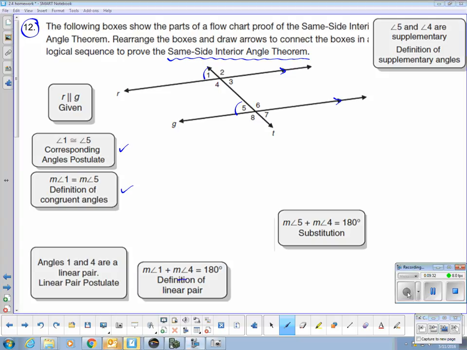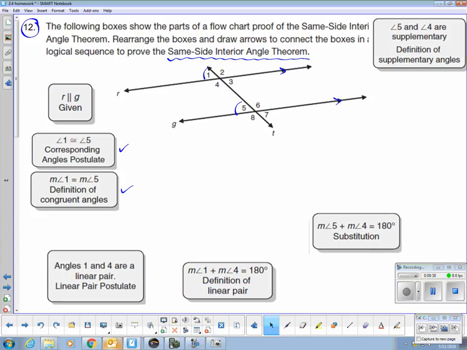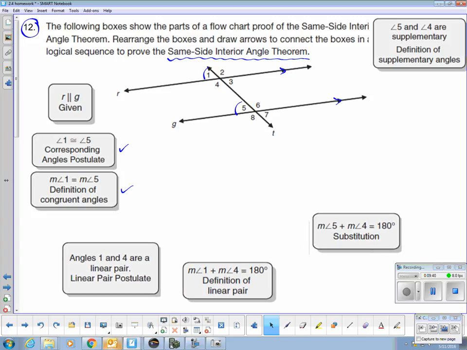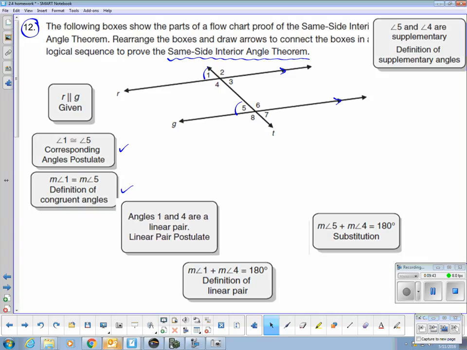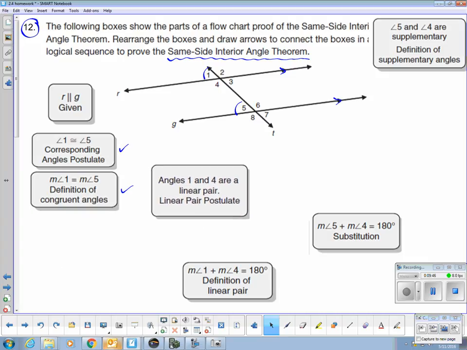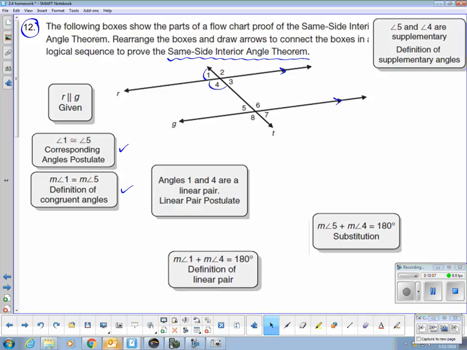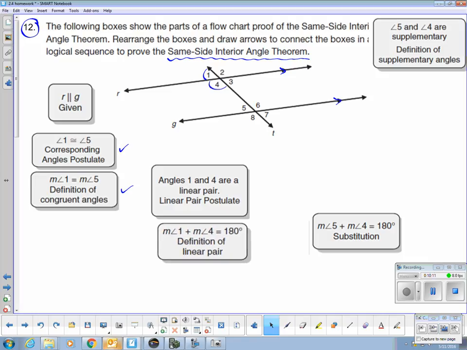All right, so I have 3 other clues here. And the next clue that I'm going to use, that's not related to this clue, so I'm going to set it over here to the right, is that angles 1 and 4 are a linear pair. So these two angles right here, supplementary angles, form a linear pair. What I know about angles that are a linear pair is that they are two angles whose sum is 180 degrees. So angle 1 and 4 are a linear pair, and the measure of angle 1 plus the measure of angle 4 is equal to 180.